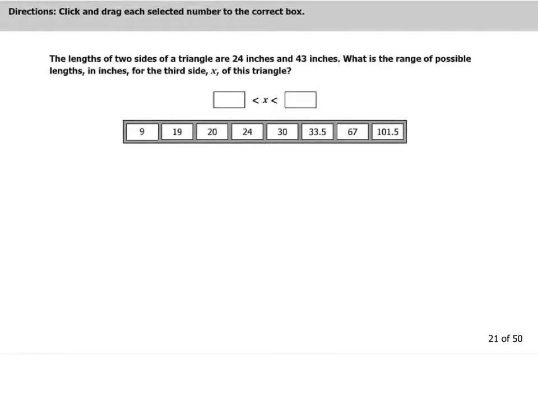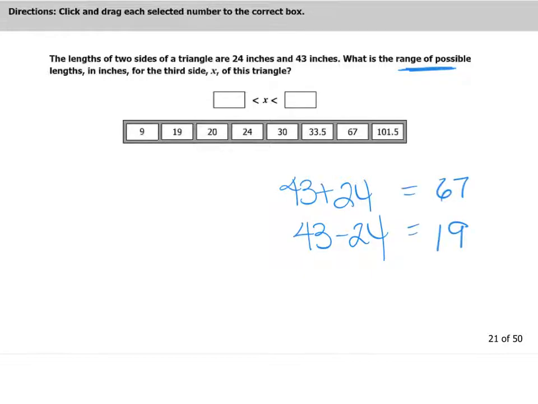For this one, anytime you see possible range of a triangle, you take the two numbers that you are given and you add them up. So you're going to add 43 plus 24, and you're going to take those same numbers, 43 minus 24, to set up your range. So we're going to find 67. Here it is. I'm going to put it here. And we're going to take 19 and we're going to put it here. And that will be the possible range.